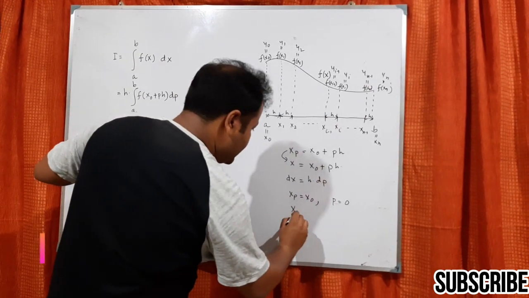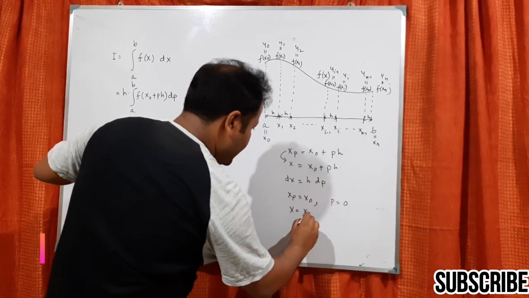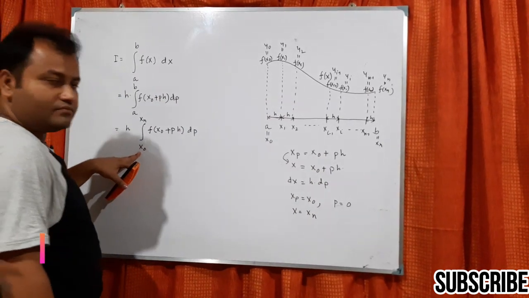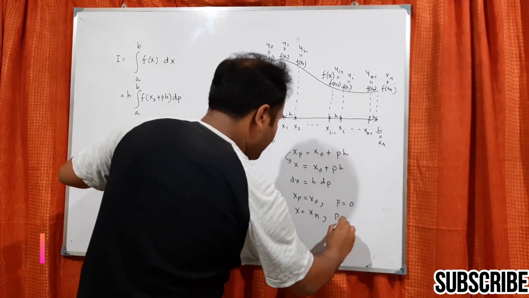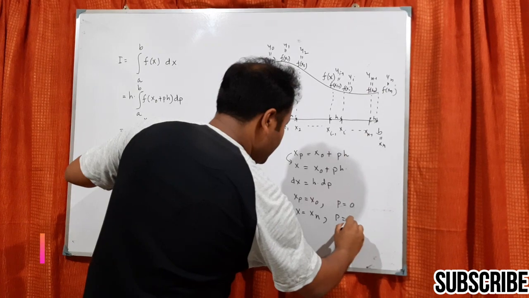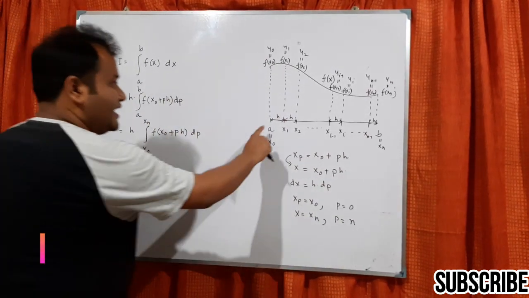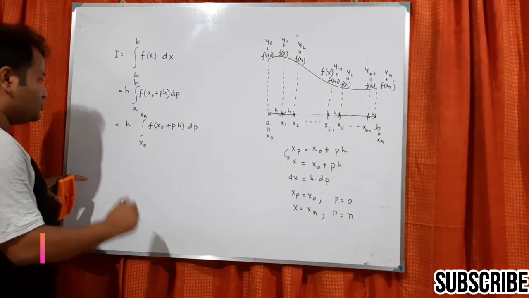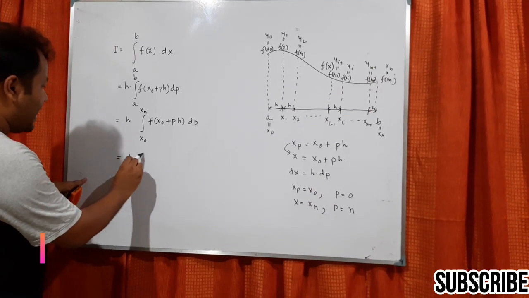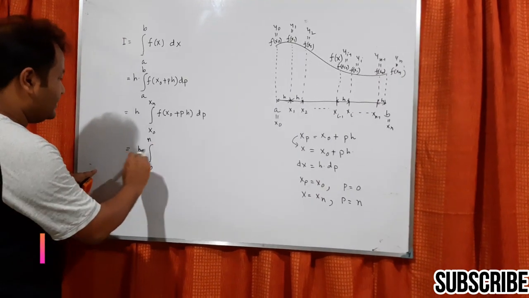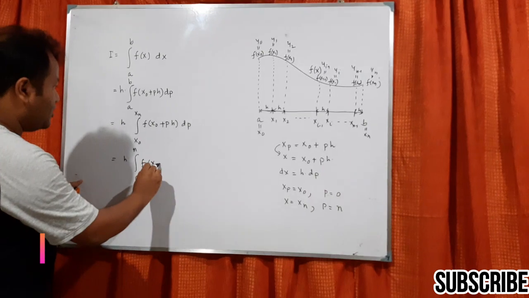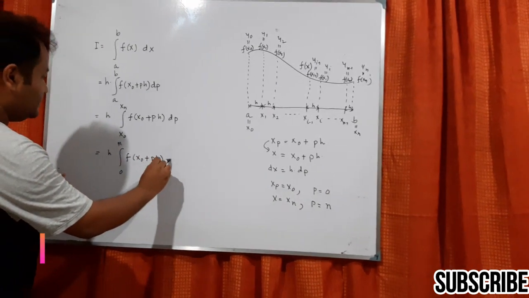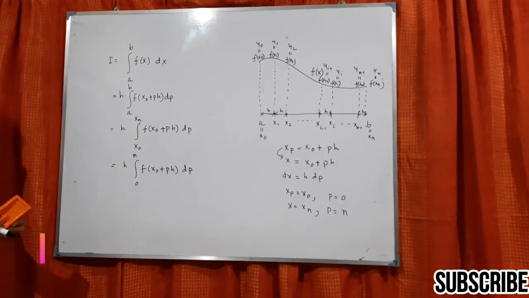If x will be xn, then p will be n, because there will be n times h. So basically this is h times the integral from 0 to n of f of x naught plus ph dp, okay.